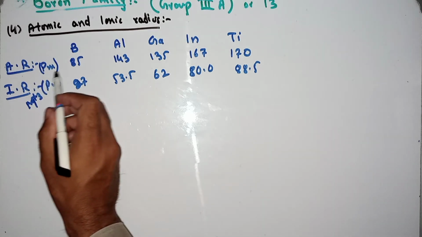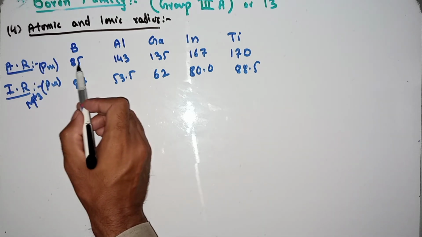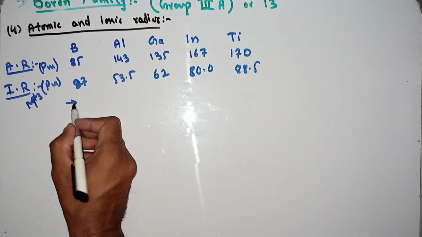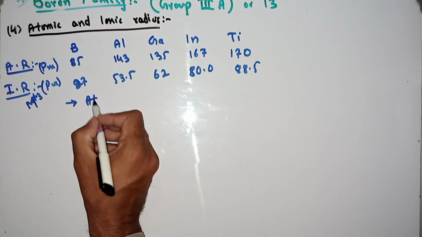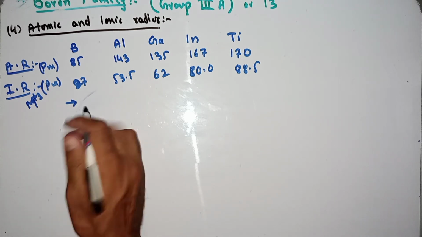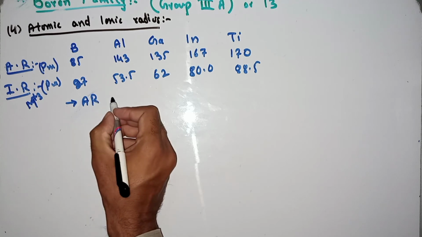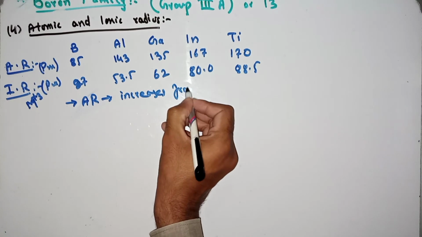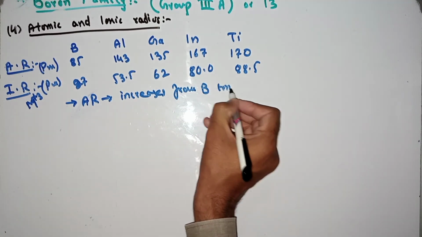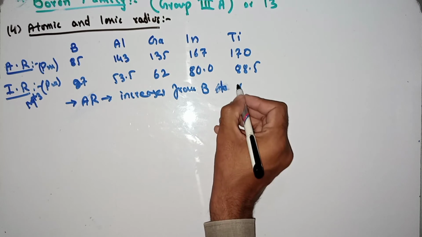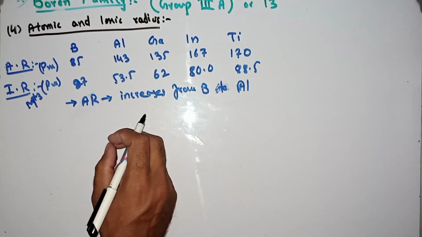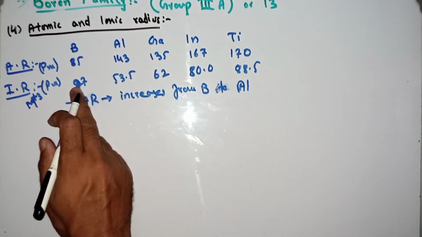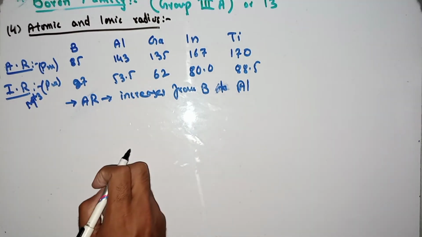So in the atomic radius, in sequence, the atomic radius increases from boron to aluminium. AR means atomic radius. Atomic radius increases from boron to aluminium. After that, the ionic radius throughout increases, that is 27, 53, 62, 80, 88.5.